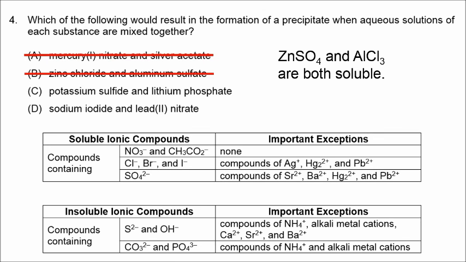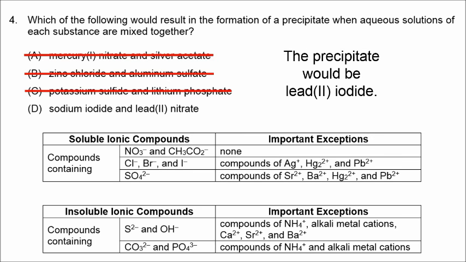In our next example, we have potassium and lithium, which are both alkali metal salts, so there's no precipitate there. The precipitate would be with sodium iodide and lead nitrate. The precipitate that would form would be lead iodide.